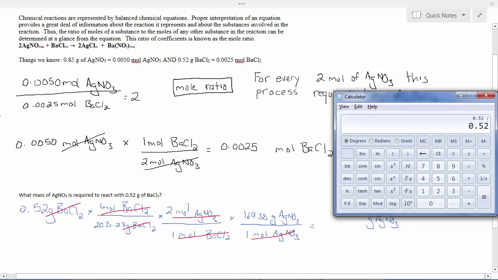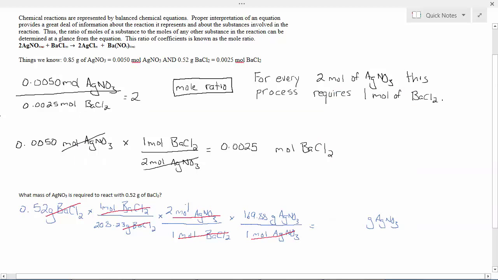So at this point, it's simply a matter of calculator math. So look at that number. 0.85 grams of silver nitrate, which we already know to be true. This is what you did in the lab yesterday.